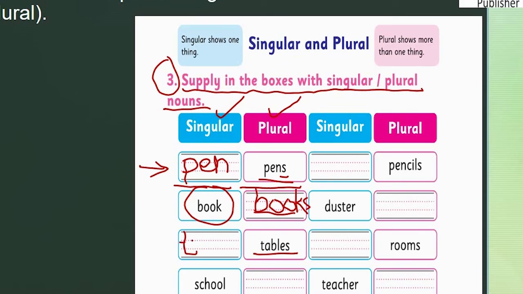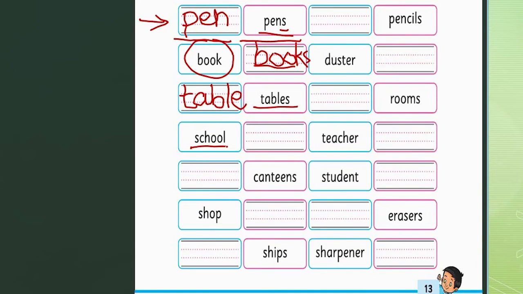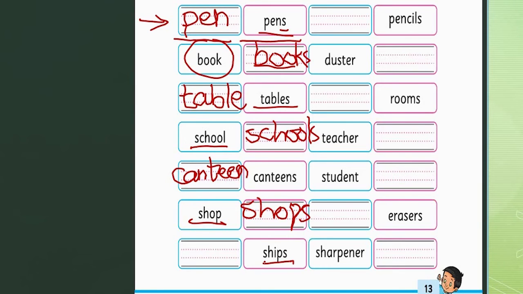Tables. Table. School. Schools. Canteens. Canteen. Shop. Shops. Ships. Ship.